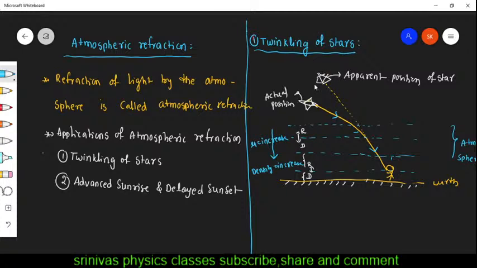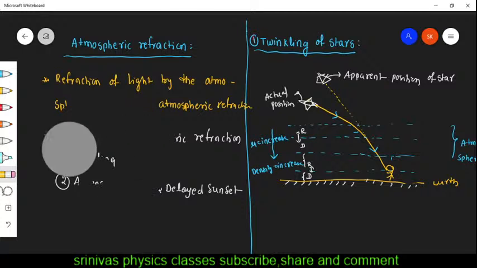That means the star appears a little higher than the actual position, right? And why is it happening? Because of atmospheric refraction, because of bending. If the light will act as one medium, you take the screenshot and I will note. I'm going to rub the left side and I will explain clearly once again.